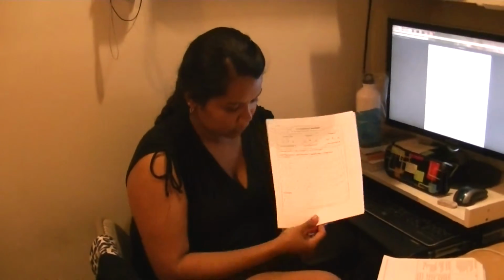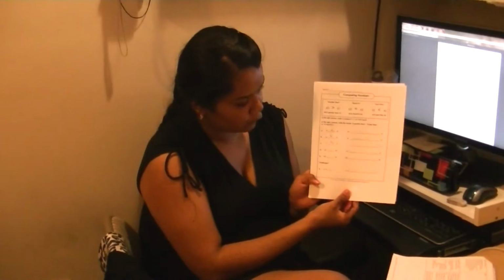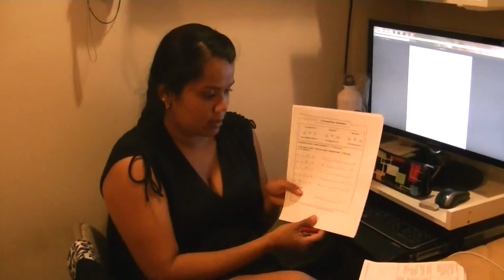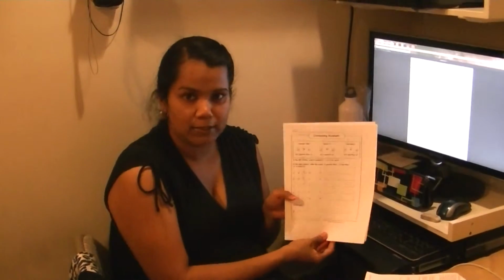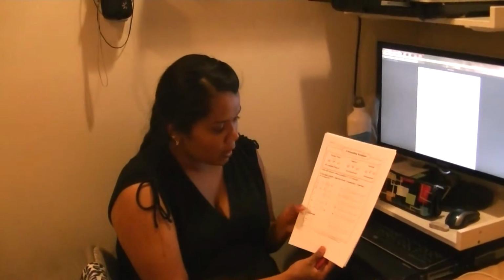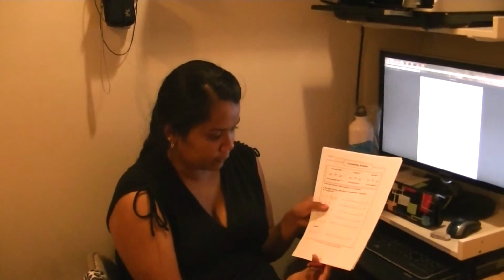Good. Can you do the other one for me? It says 47 and 47. I would put an equal sign there. Why? Because it's the same thing. Good. And then here, what would we write? Less than, greater than, or equal to? I would put equal to. Good. And the last one.